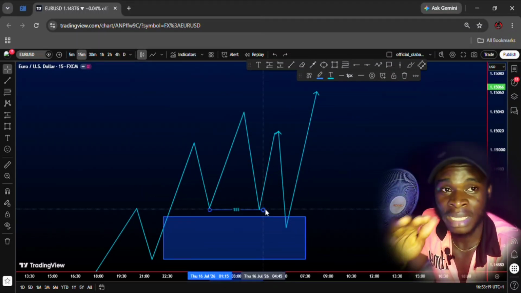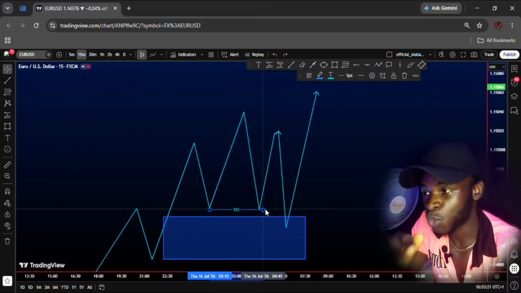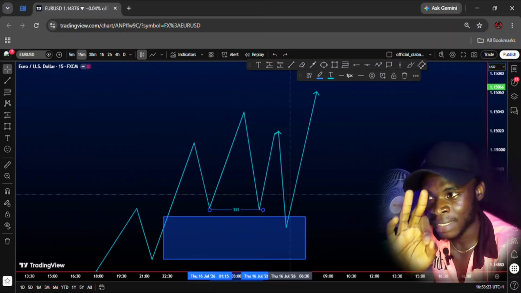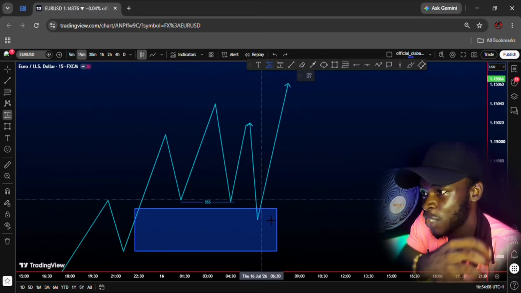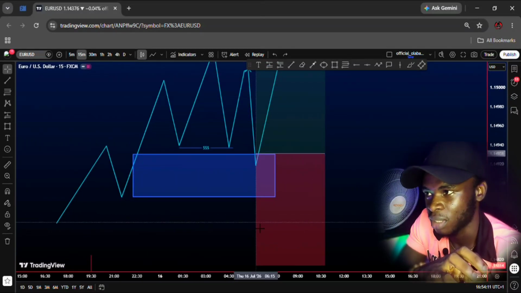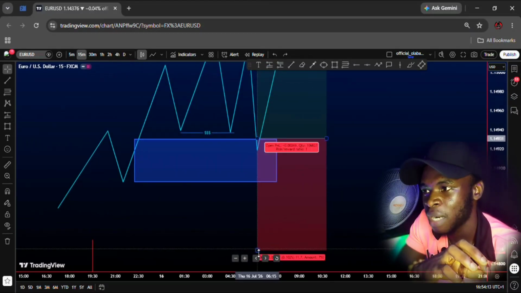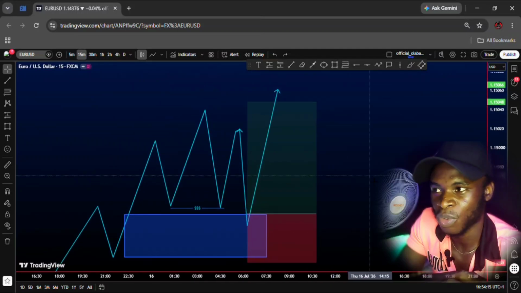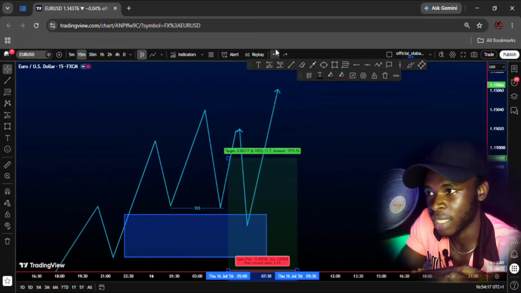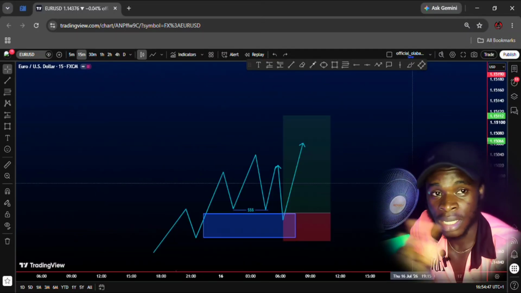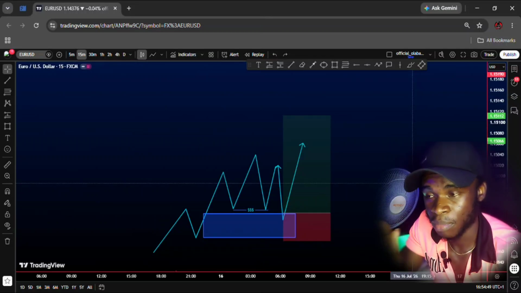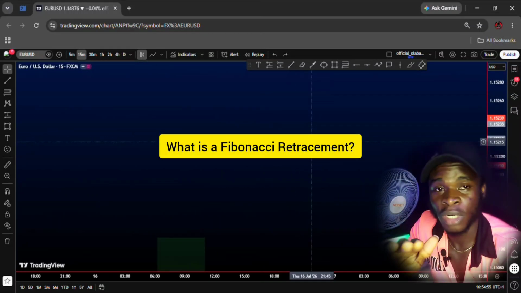But at first, the market has grabbed their stop loss. So that stop loss that the market grabs is what we call liquidity, and that's where we want to enter from, something like this. If the market has not grabbed liquidity, we don't want to enter. It is as simple as that. So that's that about liquidity grab. You feel me? So now let's go to Fibonacci retracement.